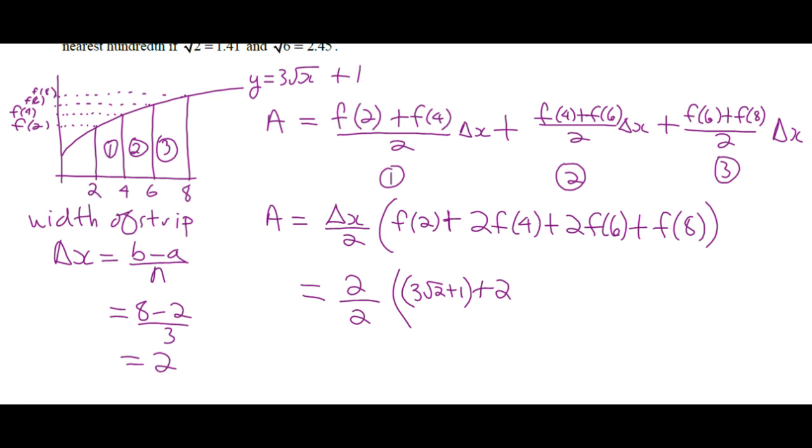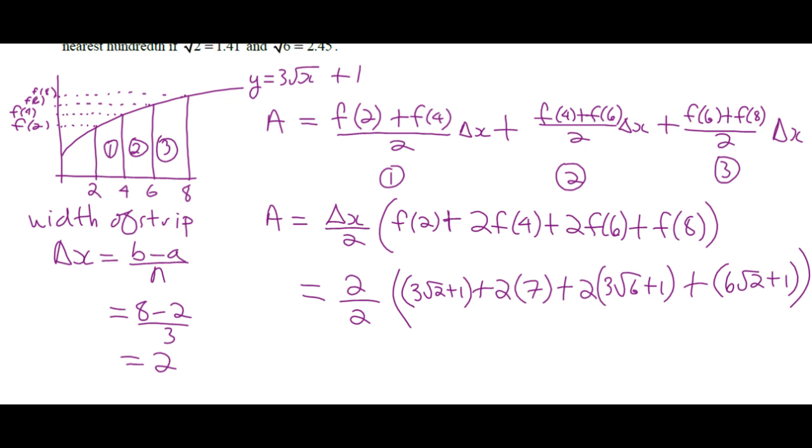Plus 2 times f of 4. What's f of 4? So root 4 is 2, 6, 7. Right? So 2 times 7. F of 6. So that's going to be 3 root 6 plus 1. So 2 times 3 root 6 plus 1. Plus f of 8. So root 8 is 2 root 2, 6 root 2 plus 1. So this will be 6 root 2 plus 1.